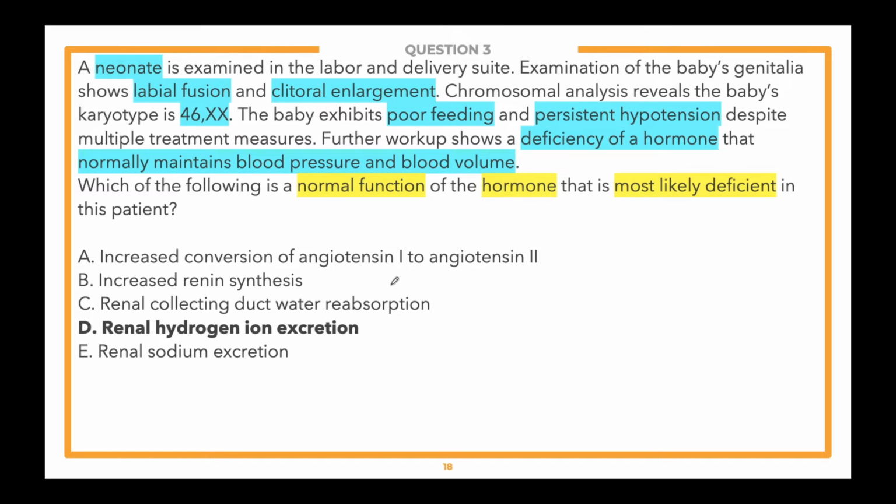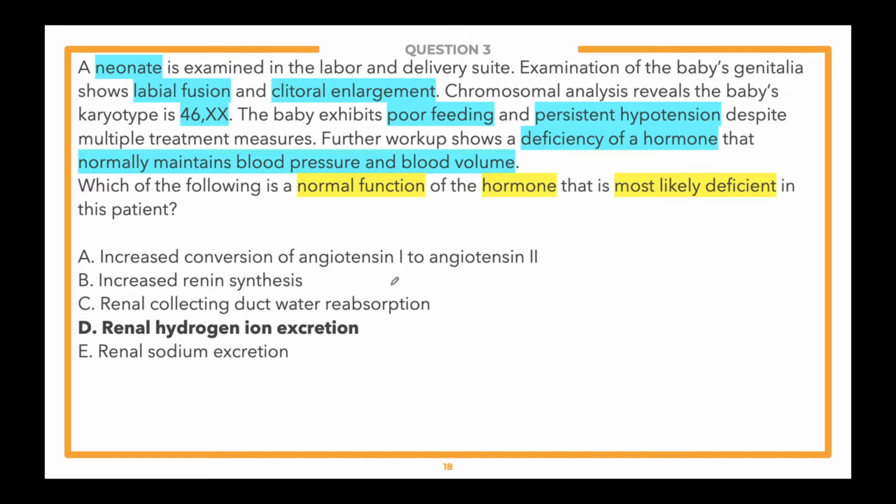Thank you, Sean. So let's take a look at what's going on. Definitely a tough question here. We're told about some genital abnormalities in this neonate. This patient has what we would call ambiguous genitalia: 46XX, but there's fusion of the labia, and the clitoris is enlarged.